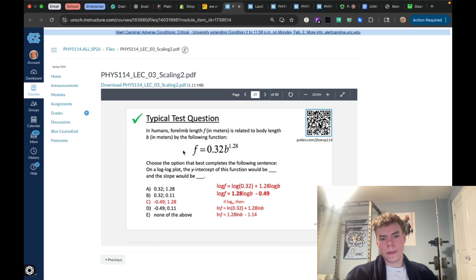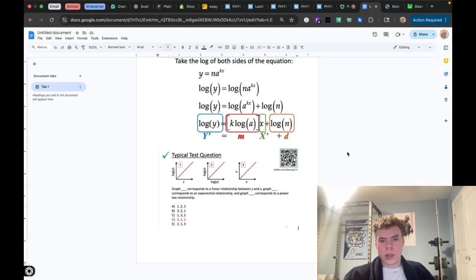All right, so if log of, so I think it's saying, because what's log of 0.32? Log of 0.32 is negative 0.49, and then 1.28 is right. I guess this goes back to a log plot. I guess I don't quite understand how to make A. Oh, so this is a log plot.